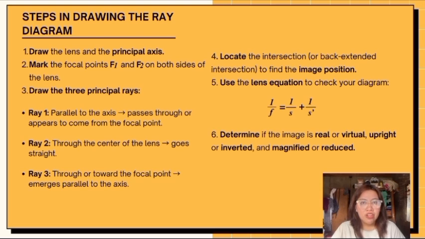Then finally, the third ray passes through the focal point before reaching the lens and comes out parallel to the axis. Where the rays meet or appear to meet, that's where the image is formed. From there, we can describe if the image is real or virtual, upright or inverted, and bigger or smaller than the object.